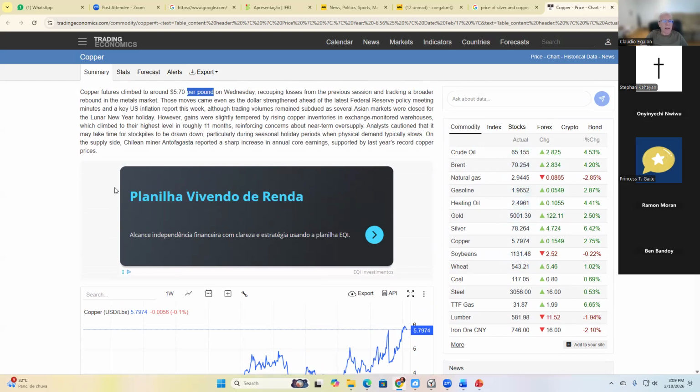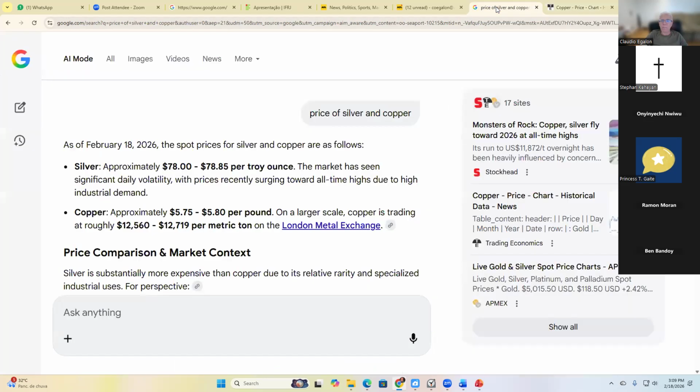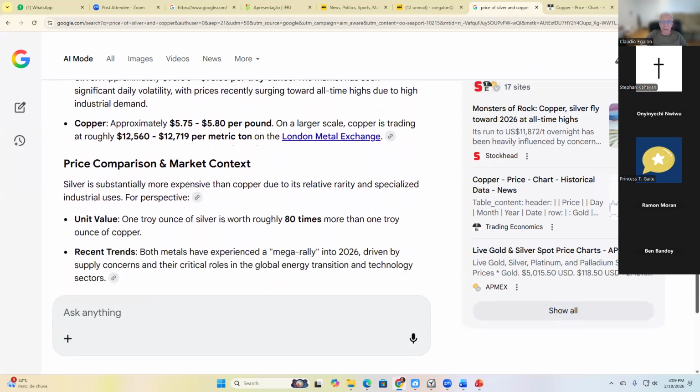One pound is about 500 grams, right? One troy ounce is 31 grams. So one pound is roughly 15 times more than an ounce. So you have to divide this price by 15 to compare the price of copper to the price of silver. Roughly, we are talking about maybe 40 cents per ounce, whereas silver is at least $75. So now you understand why we use copper in our wiring, right?